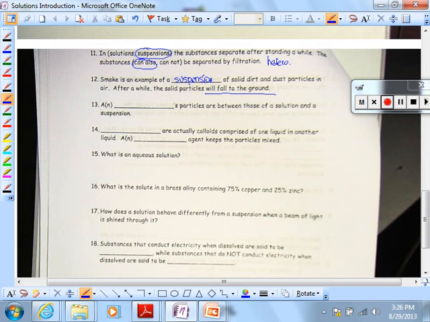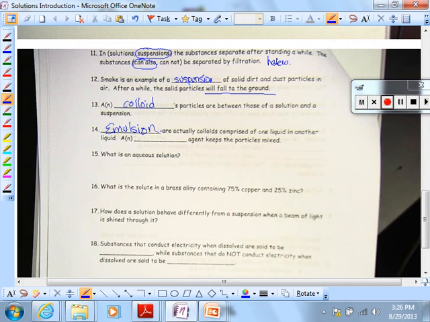In a blank, particles are between those of a solution and a suspension. Colloid. Okay. So, in the same way as a suspension, they're heterogeneous and they're suspended, but unlike a suspension, they're not going to fall out. They're too light. Okay, they're kind of trapped. Right? Blank are actually colloids of one liquid in another liquid. Emulsion.